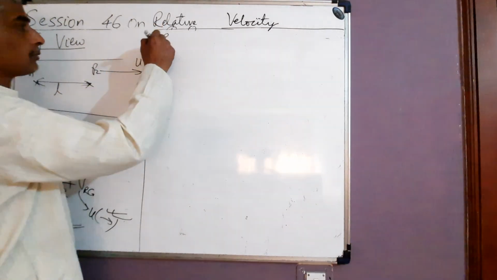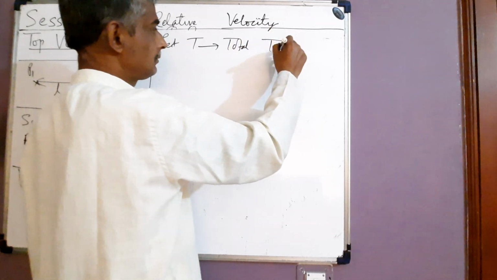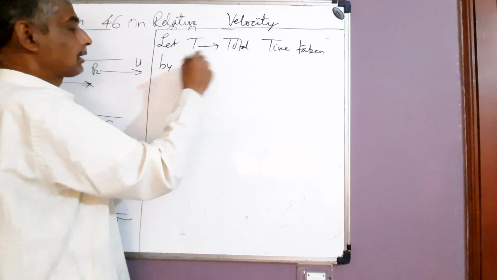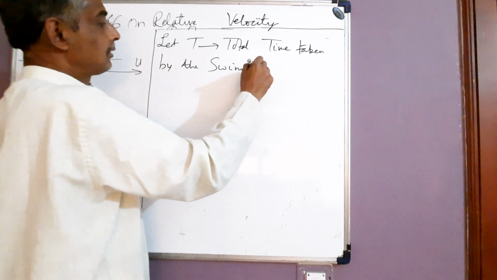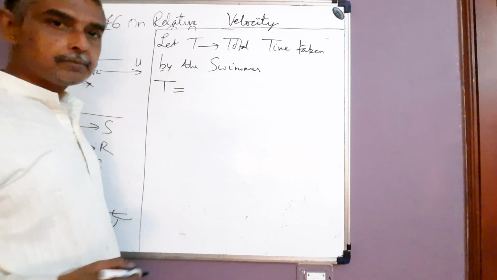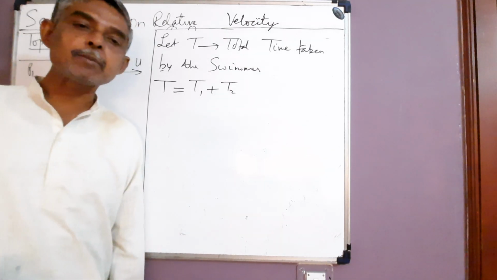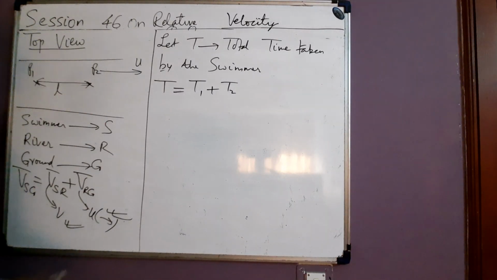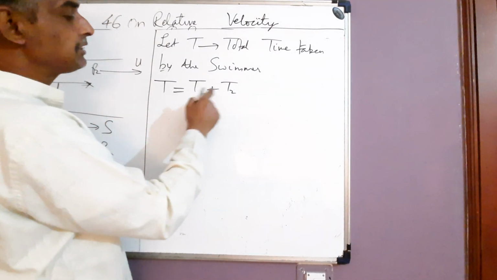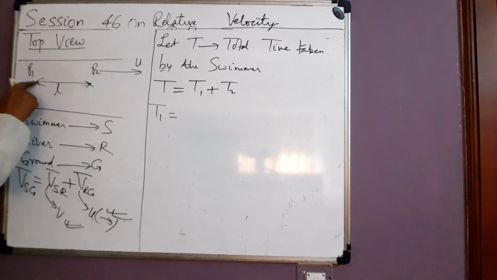So we start from here. Let T be the total time taken by the swimmer for the complete journey. That is the sum of T1 plus T2, where T1 is the time taken by the swimmer to swim from P1 to P2, and T2 is the time taken by the swimmer to swim from P2 to P1. So now to find T, we have to find T1 and T2. Now the question is how to find T1. Swimmer swims from P1 to P2.